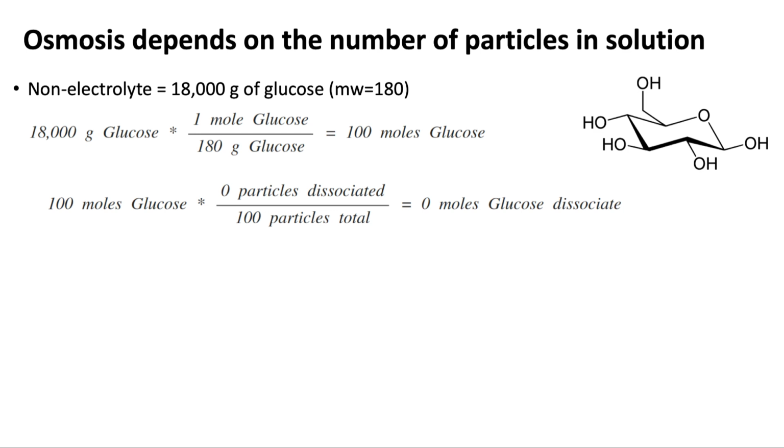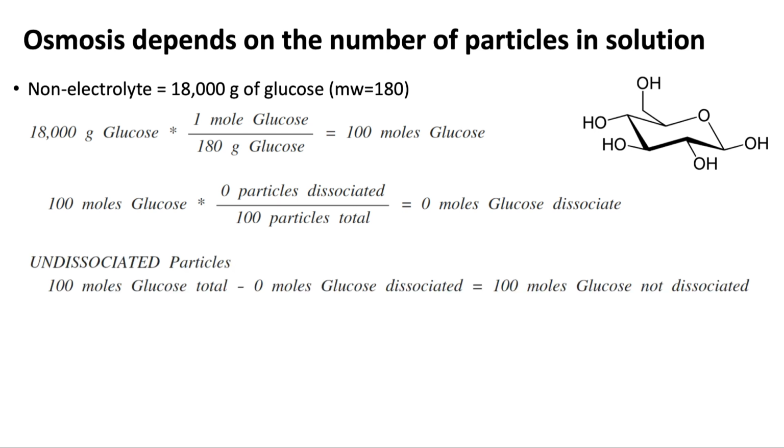So if we multiply 18,000 grams times 1 mole over 180 grams, the units of grams of glucose cancel, and that equals 100 moles of glucose. So we are now in molecules of glucose. Now, we said that in solution, some particles, some electrolytes, will separate and dissociate into component particles. However, glucose is a non-electrolyte. So if we start with 100 moles of glucose, we multiply it by the fact that 0 particles dissociate out of the 100 particles we start with. Because it's a non-electrolyte, glucose does not dissociate, so we get no dissociated glucose molecules.